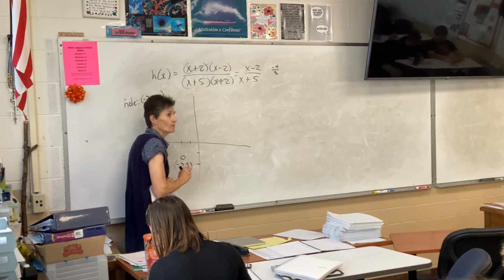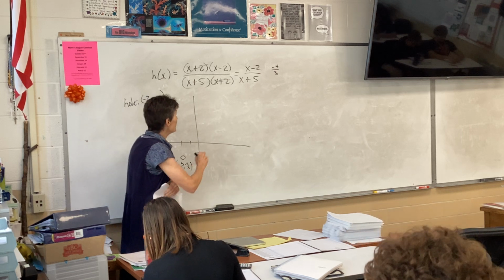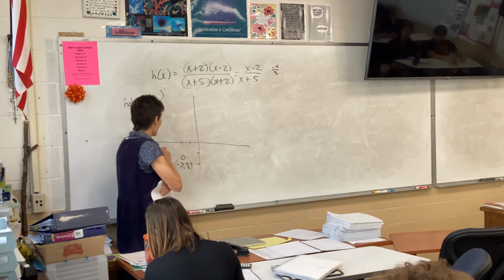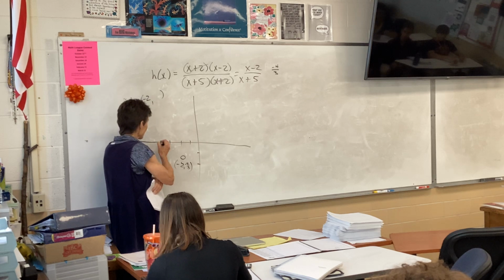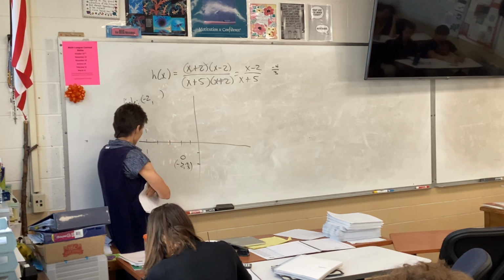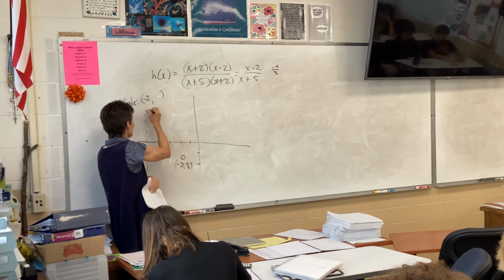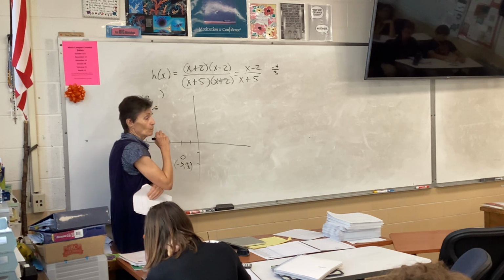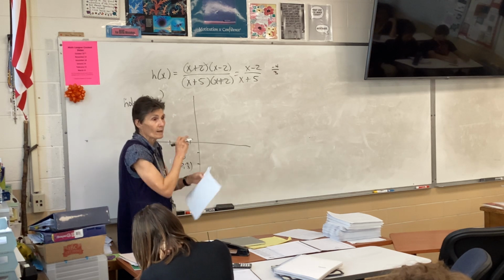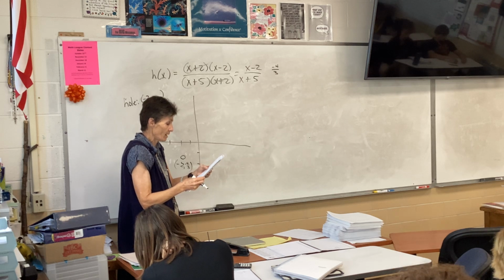Alright, everybody okay with that? Now, notice the x plus 5 did not cancel out, which means it's going to be a vertical asymptote. And we're going to write it as an equation always, x equals -5.